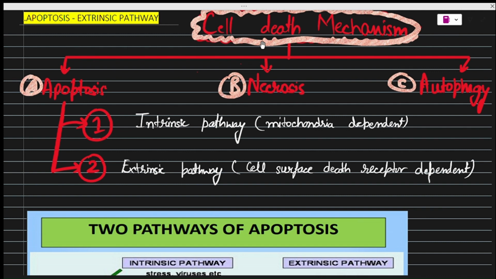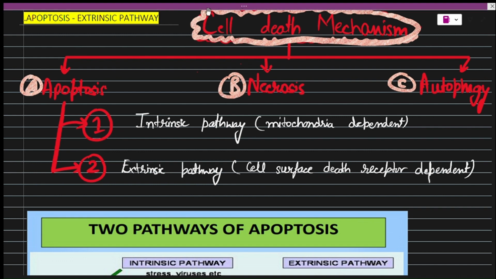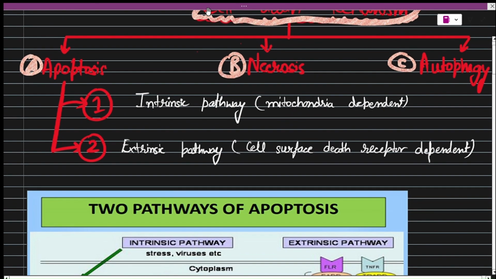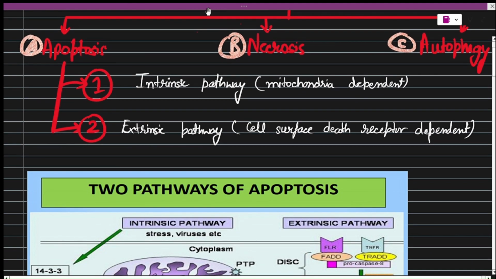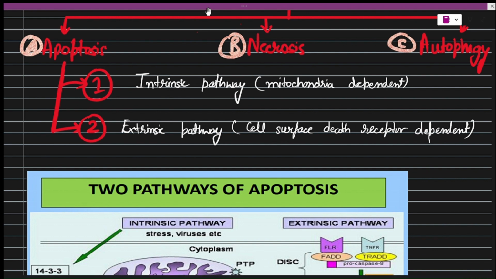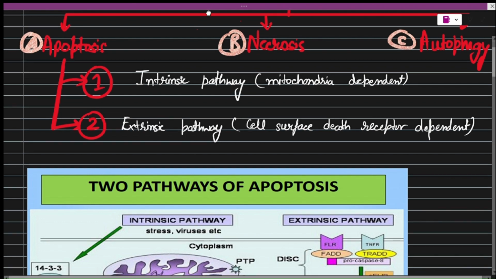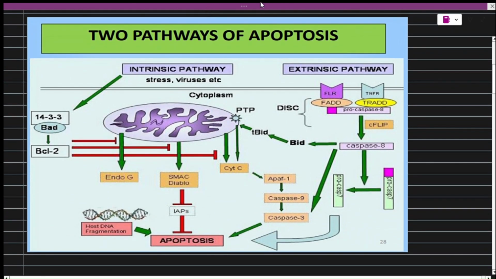In this class I'm going to explain the extrinsic pathway of apoptosis, which comes under the cell death mechanism. In earlier classes, I have already explained apoptosis, necrosis, and autophagy. In apoptosis, we have two categories: the intrinsic pathway and the extrinsic pathway. The intrinsic pathway, the mitochondria-dependent programmed cell death, was explained in an earlier video. The extrinsic pathway is what we are going to learn in this class.